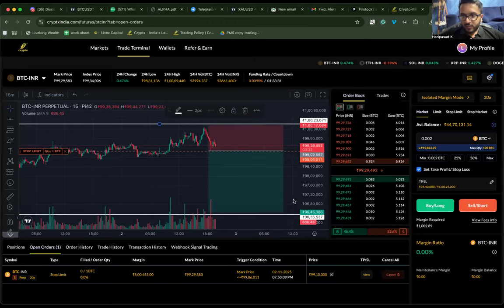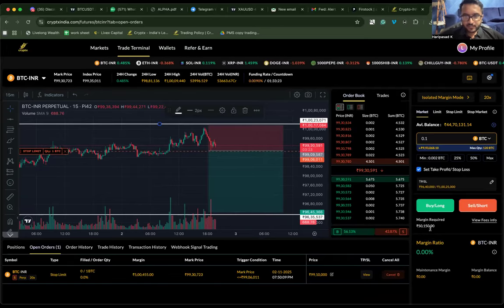As far as your margin required is concerned, let me show this to you. If you want to trade 0.1 BTC, your margin requirement is going to be 50K with 20x leverage. I'll write this with 20x leverage also. So the margin requirement is going to be 50K for 0.1 BTC, 5,000 for 0.01 BTC, and for 0.001 BTC it's going to be 500 rupees.